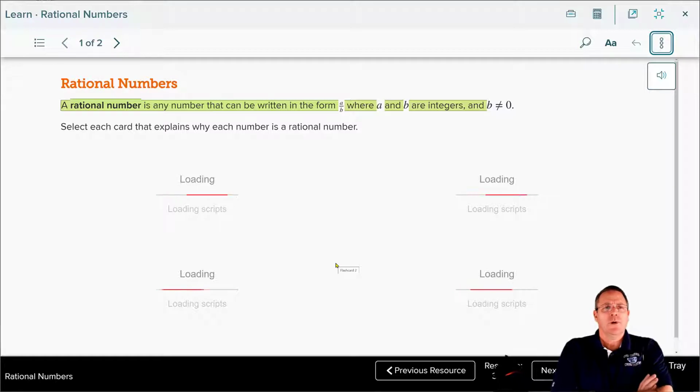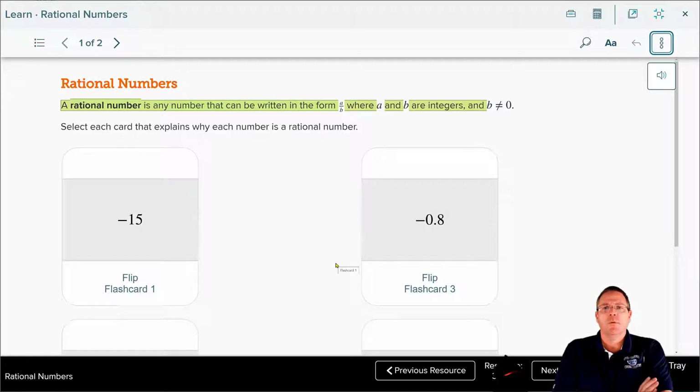A rational number is defined as any number that can be written in the form of a divided by b, where both a and b are integers and b is not equal to 0. Now down the road we're going to talk more about why b can't be equal to 0, but if it is equal to 0, then you're going to end up getting what we refer to as an imaginary number.